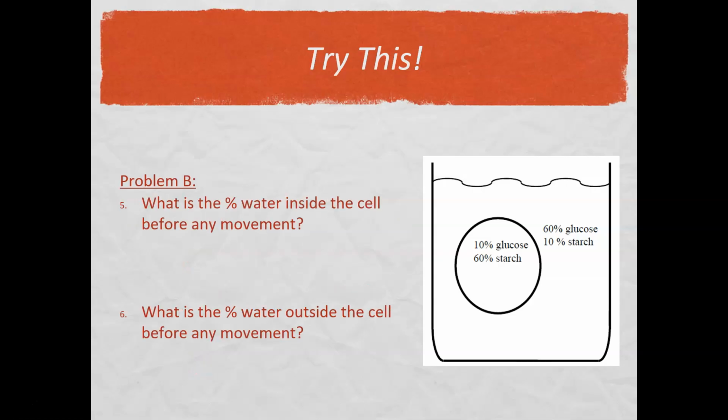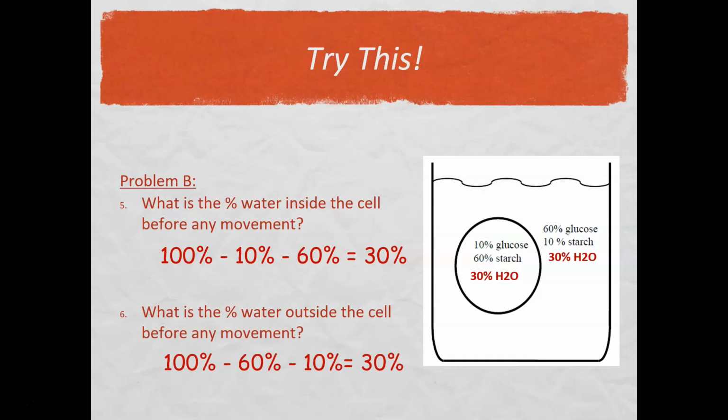All right, let's take it from the osmosis standpoint again. So how much water is inside my cell right now? Well, 10% of it's being accounted for by glucose, 60% is being accounted for by starch. Remember, I have to add this all up to 100%, so what's left over to be water? 30%. Go on the outside, same idea. 60% glucose, 10% starch, so what's left over to make that 100 to be water? It's another 30%.